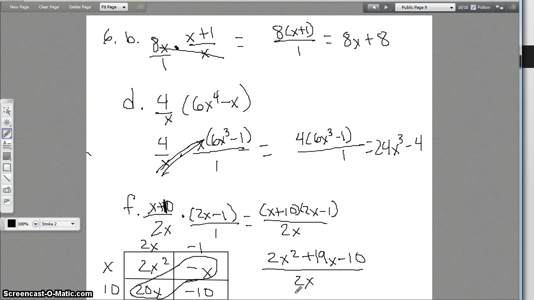Okay, so that was problem number 6. It is just like problem number 11 that was assigned for homework. Remember, your final answer has to be in simplest terms. So do problem number 11 now, and then come back so you can see how problem numbers 7 and 8 work.